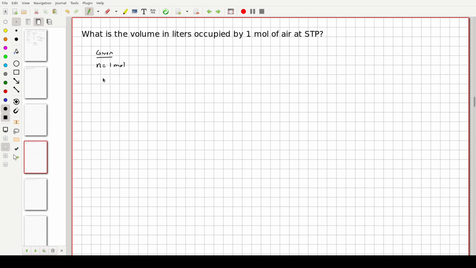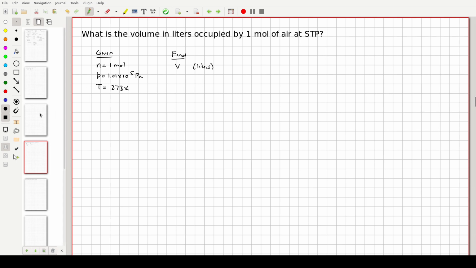Now, we want the volume in liters, but we're also given that the air sits at standard temperature and pressure, which means that our pressure is 1.01 times 10 to the 5th pascals. That is implied by standard temperature and pressure. We also know that our temperature is 273 Kelvin. Now we're trying to find the volume, but we want it in liters. As given, it's going to give it to us in MKS units, so your volume will be in cubic meters.